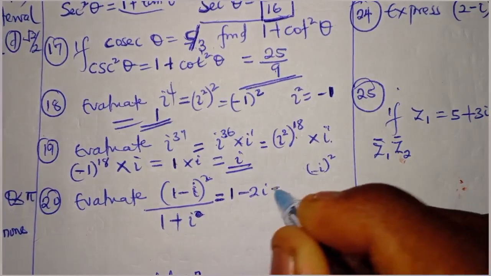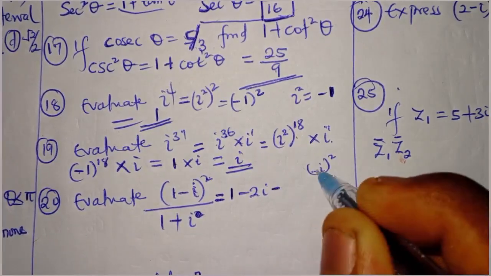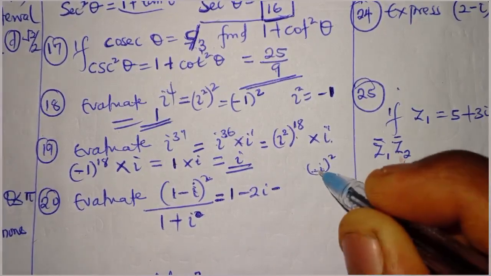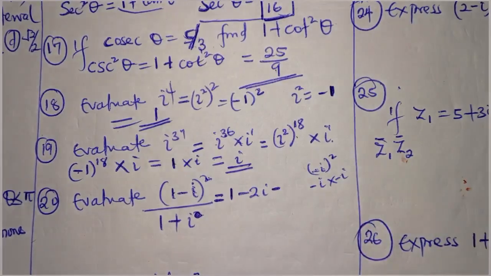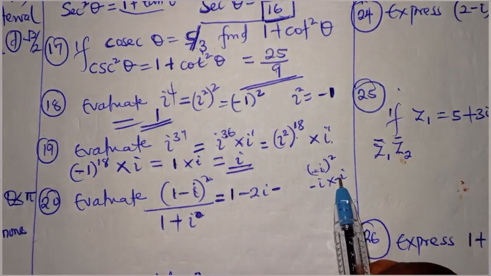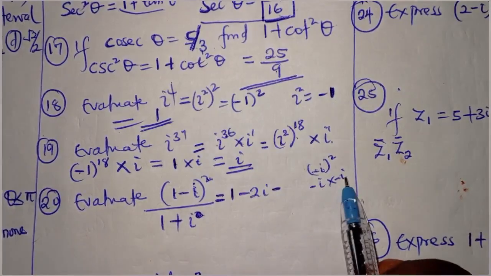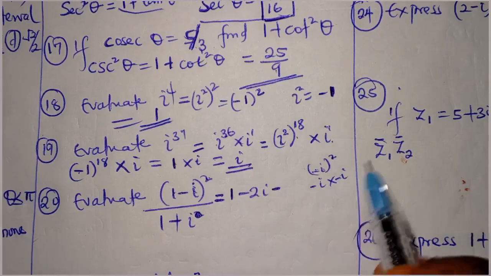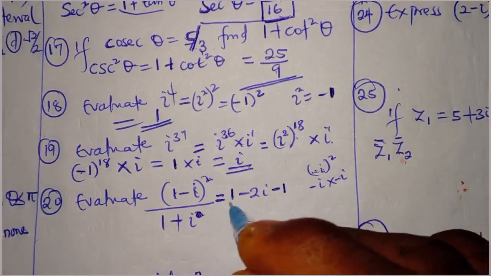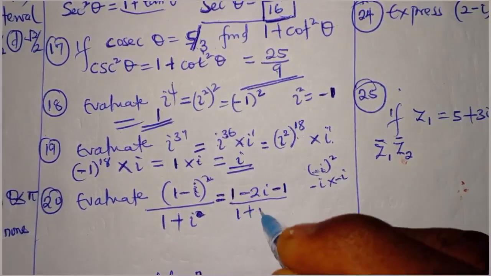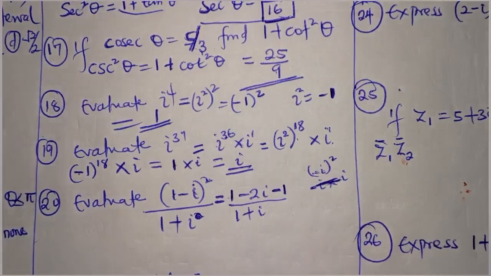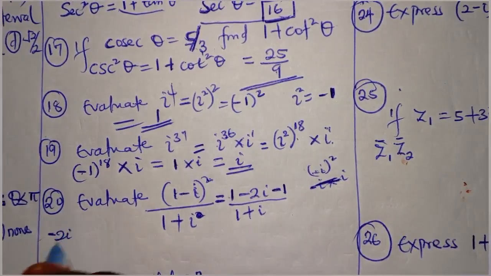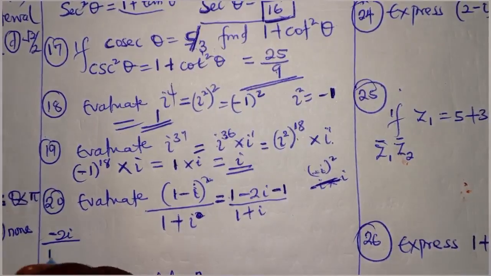What is minus I all squared? Minus I all squared means minus I times minus I. Okay, minus times minus is a plus. I times I is I squared. And I squared itself is -1. 1 minus 1 will cancel out to 0. We are actually left with -2I over 1 plus I.